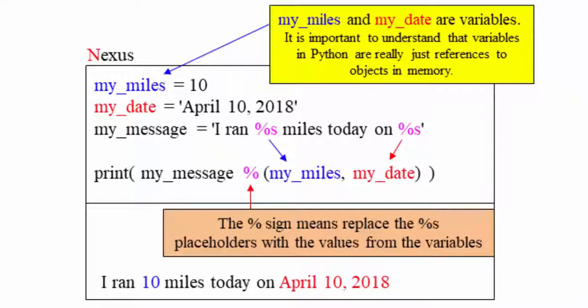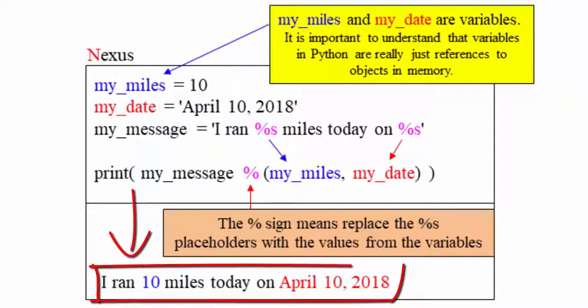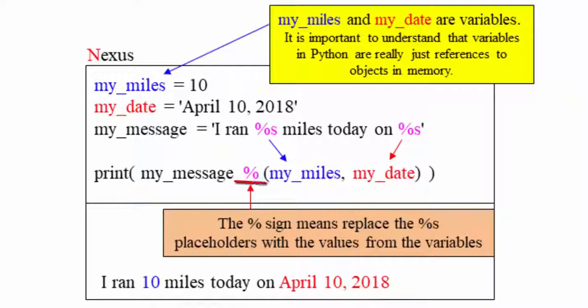I say print, open paren, my_message. Then I have a % sign there. This means I will replace the %s placeholders with the values from the variables. And now I put in my_miles, my_date, and this is going to come out and say, I ran 10 miles today on April 10th, 2018. So the first % when I say print my message means I'm going to have substitution.